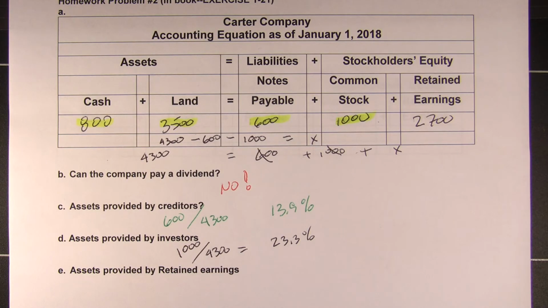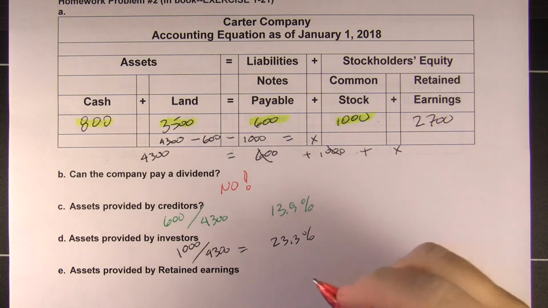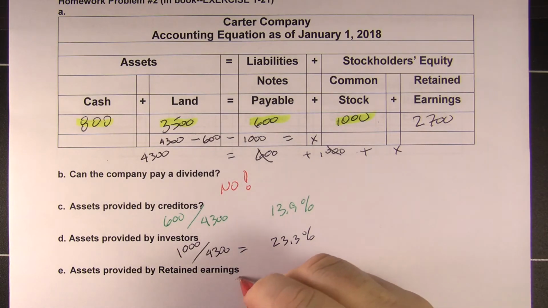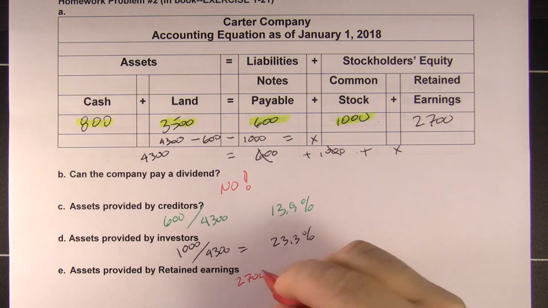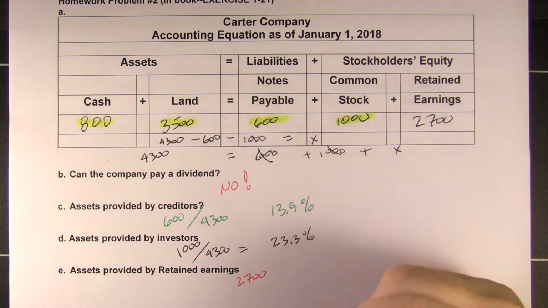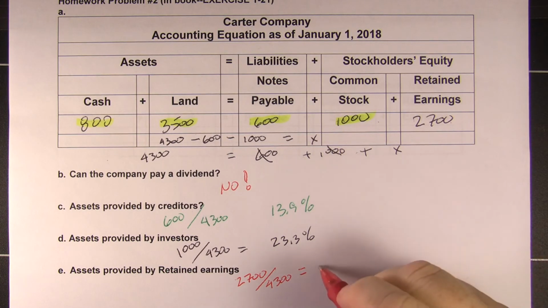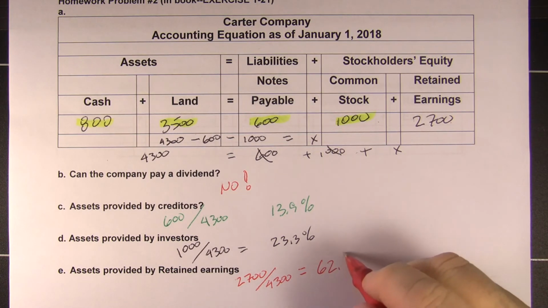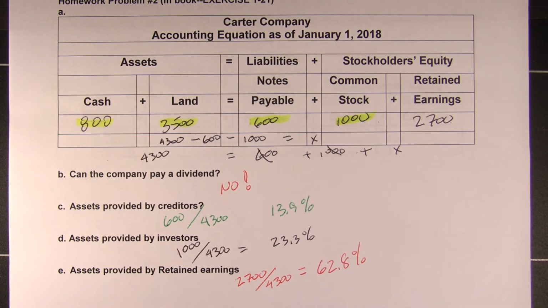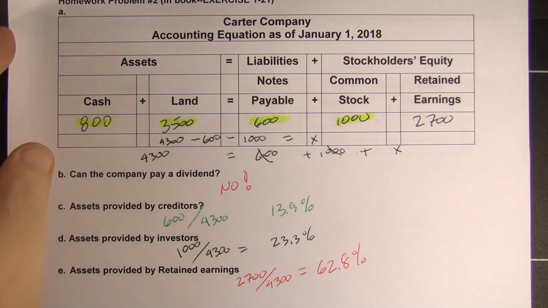And the total assets provided by retained earnings, we're going to do the same thing. We have $2,700, what we determined the retained earnings to be. Divide that by the 4,300, and that will give us 62.8%. So that's parts A, B, C, D, and E.